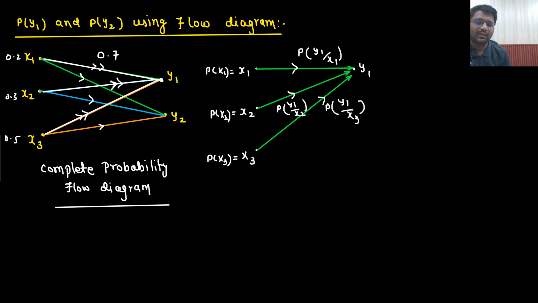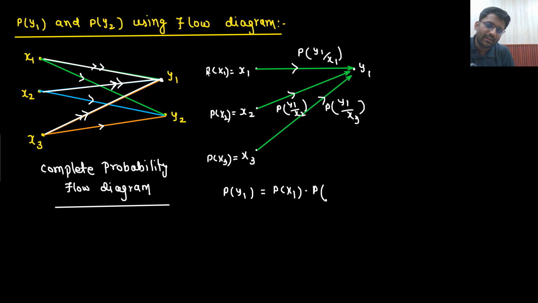That's it. So in this diagram, let's not change this diagram. And if we see this diagram, can you let me know what is the probability of receiving y1? The probability of receiving y1 would be the probability of sending x1 multiplied with this probability. Basically, you see this path and multiply the corresponding probabilities. P of x1 multiplied with P of y1 given x1.